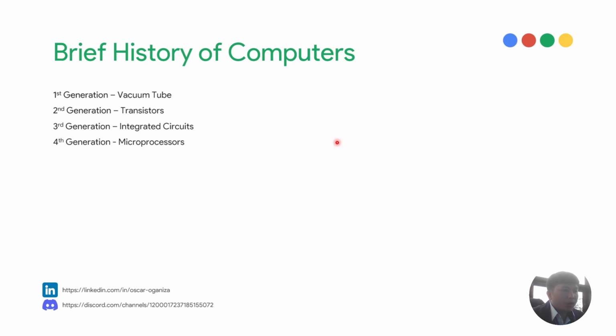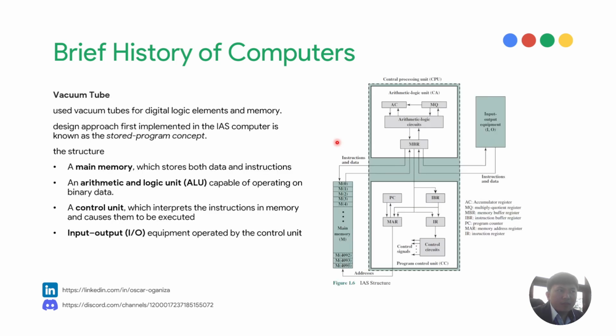So we have four generations of computers. We have the vacuum tube, the transistors, the integrated circuits, and the microprocessors. In the first generation, we have the vacuum tube. We use vacuum tubes for digital logic elements and memory. The design approach first implemented in the IAS computer is known as the stored program concept.